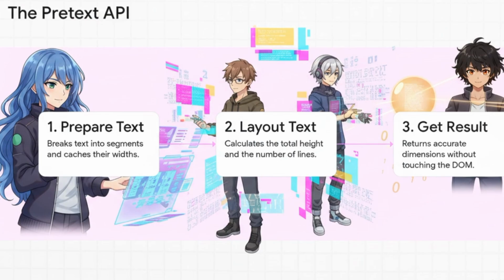And all that incredibly complex work behind the scenes gives developers this beautifully simple API. You just prepare your text, which chops it up and saves the widths. Then you ask it to lay out the text, and bam, it instantly gives you back the total height and how many lines it takes up. It's that easy. You get accurate dimensions with zero performance hit.